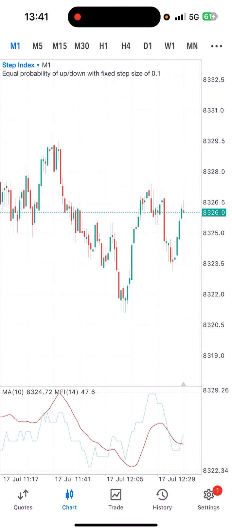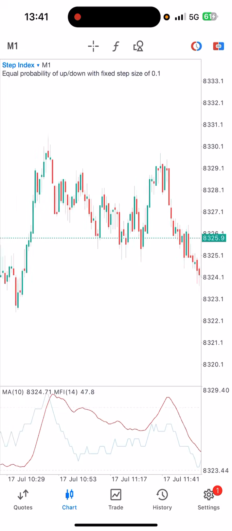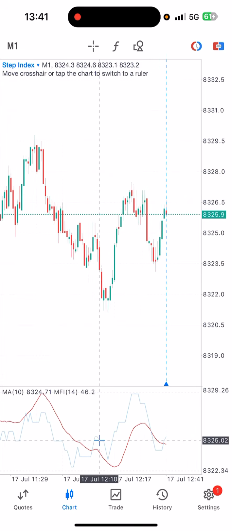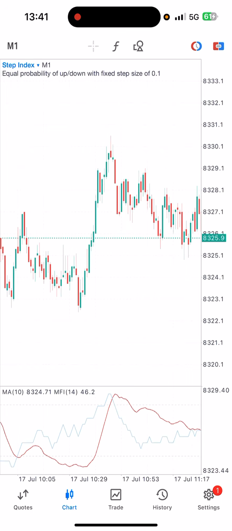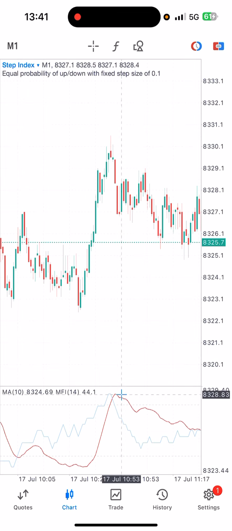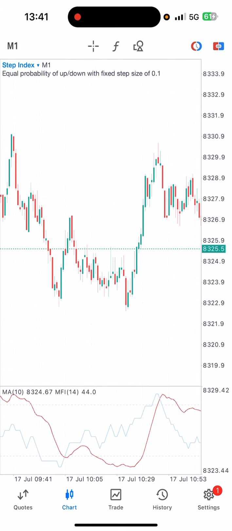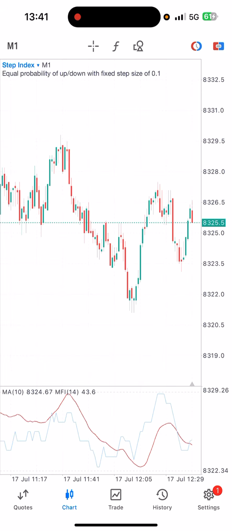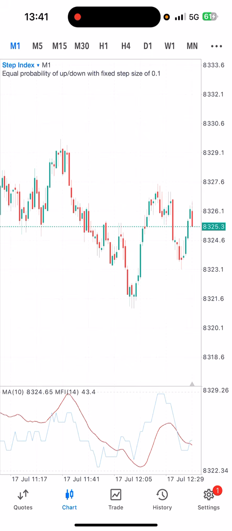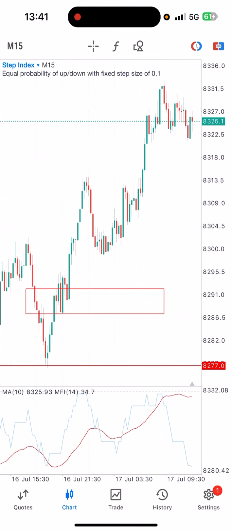So now if I am looking for a buy position or a sell position, I need to see that this red moving average has crossed above the chart, then I'll sell. If I want to buy, I want to see the red moving average cross below the chart, then I'll buy, right? That's how the strategy works. So now let's test on this 15-minute time frame.